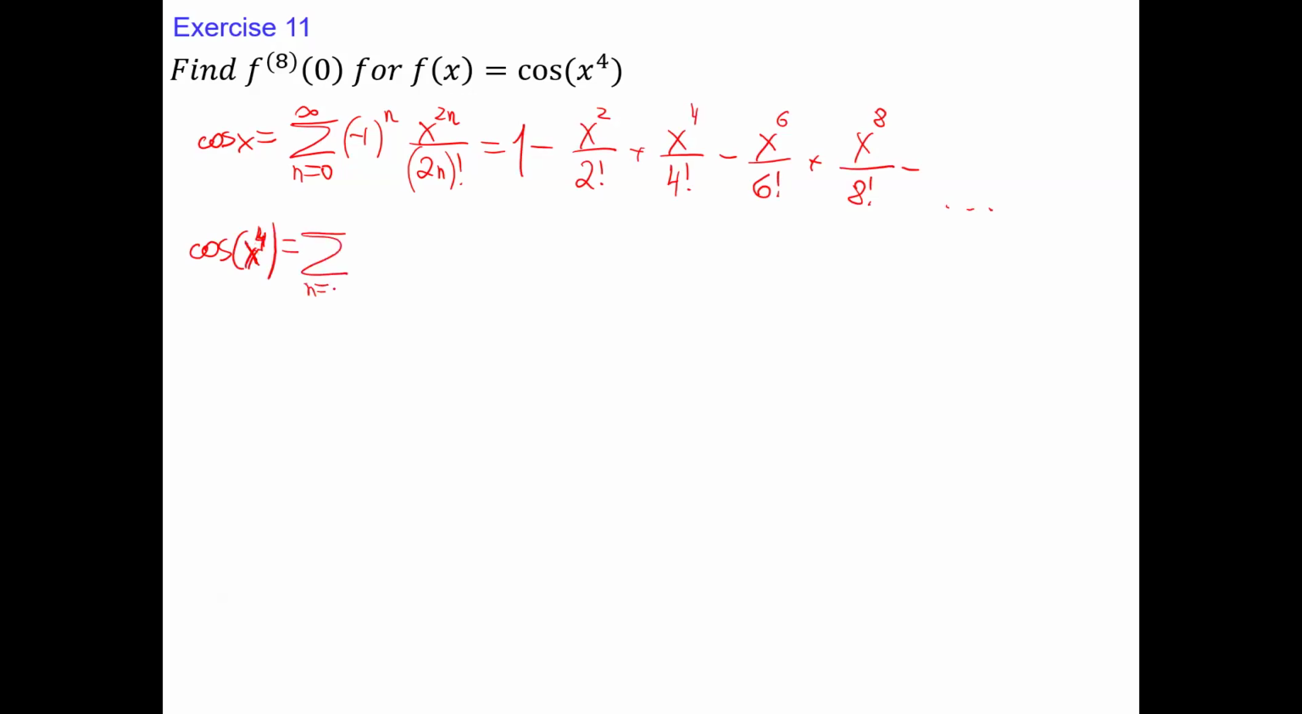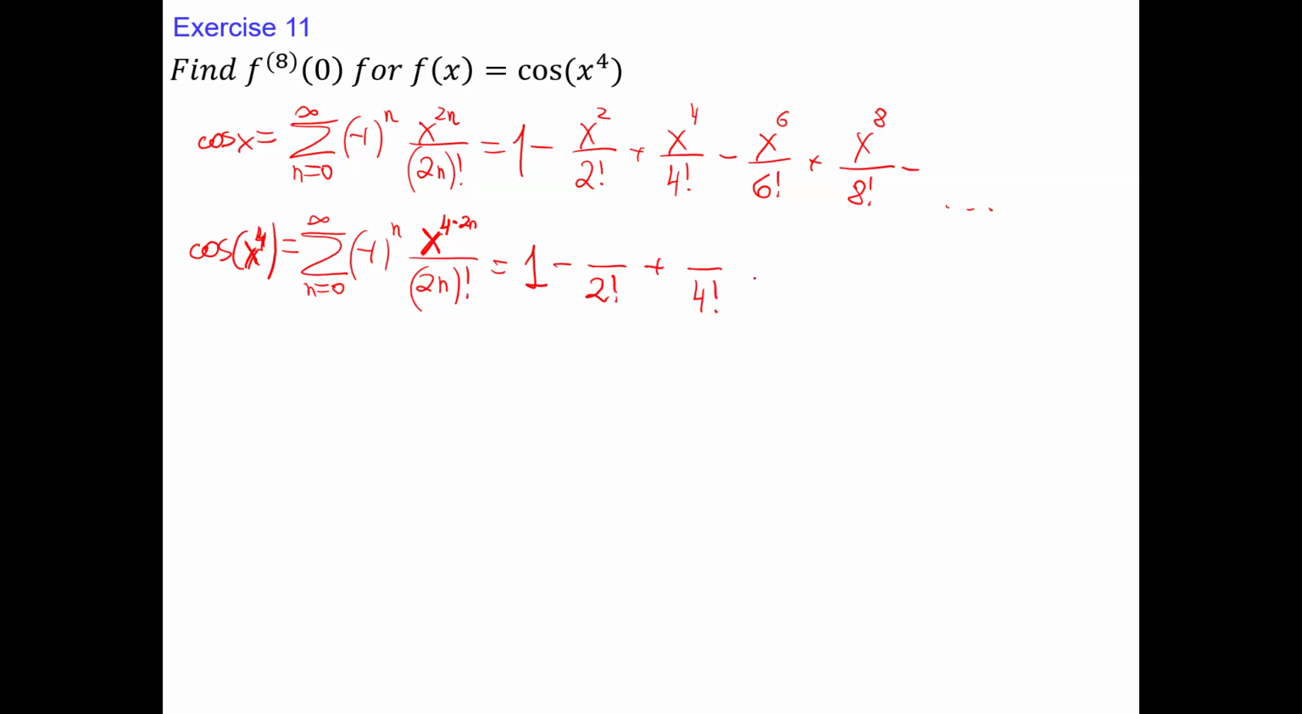Okay, now I will just substitute x to the power of 4 instead of x. It means the same thing. Negative 1 to the n over 2n factorial, and instead of x we put x to the power of 4, and since we have another exponent 2n, we will just multiply: 4 times 2n, because we have two exponents. Now let's make the expanded form. If n is 0, this is 1.